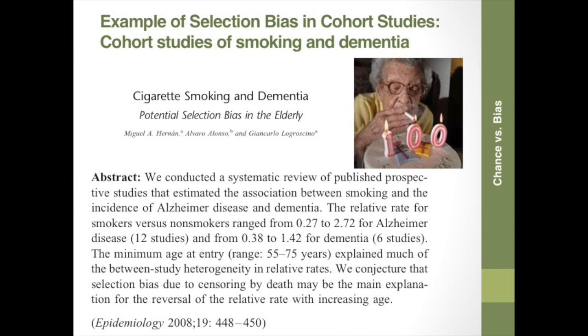A systematic review of prospective studies on the association between smoking and the incidence of Alzheimer and dementia found that smoking was harmful in younger subjects and appeared protective in studies with oldest people. It was possible that cigarette smoking was more harmful at younger ages and beneficial at older ages. However, it's more likely that smoking appeared beneficial at older ages just because of selection bias.